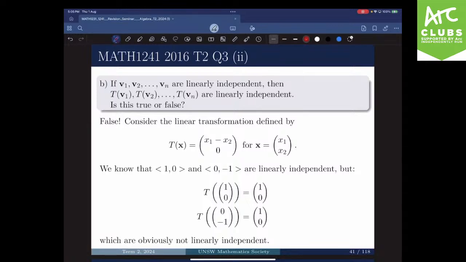We can consider some linear transformation here. We consider T of x is equal to x1 minus x2 for some vector x1, x2. We can see that our vectors 1, 0 and 0, 1 are linearly independent, but under this transformation they become the same vector, so they're linearly dependent. That means that even if our v1, v2, ..., vn are linearly independent, this does not necessarily mean that under the transformation they will also be linearly independent. Does that make sense? Okay.